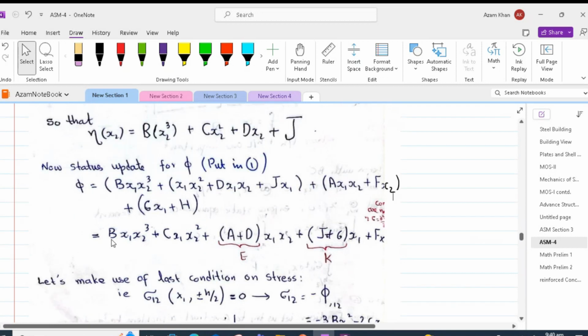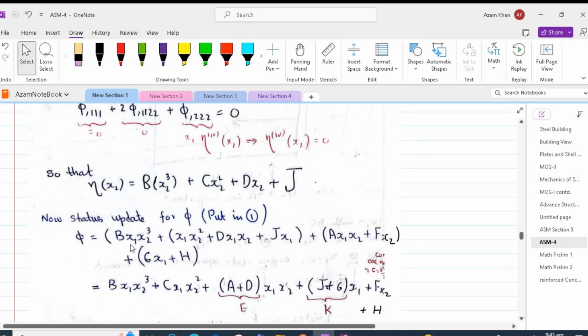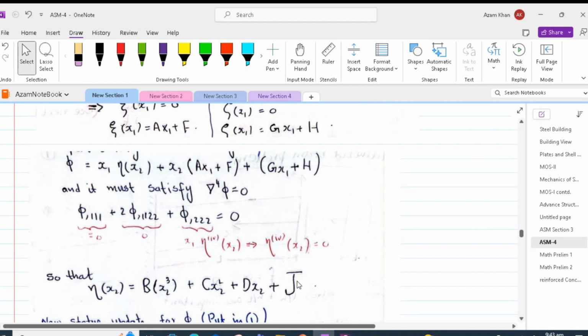So we can combine the terms having the same degrees of variables. So we'll get b x1 x2 cube plus c x1 x2 square, a plus d we can write as a combined constant e, times x1 x2, plus j plus g we can write as k times x1, plus f x2, and plus a constant h. But we have to keep one thing in mind, that in such sort of functions we might have any constant without having any variable. So whether we write that constant or we ignore it, it's up to us.